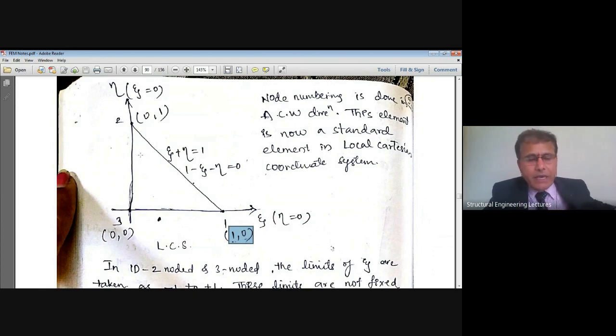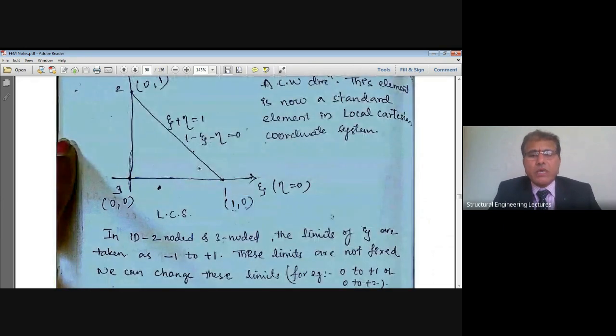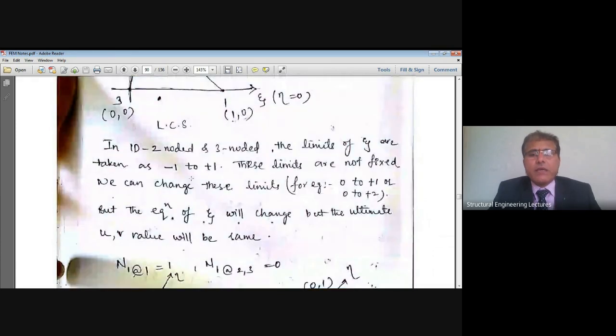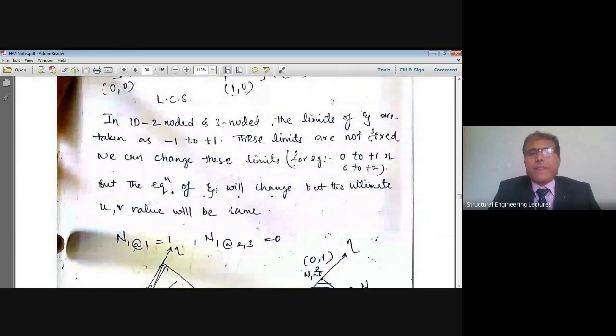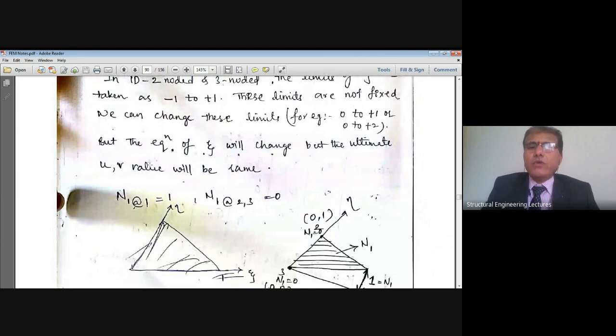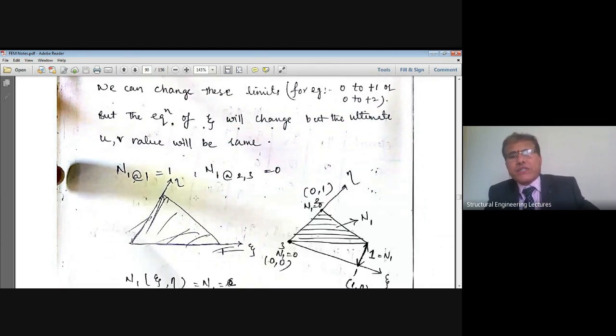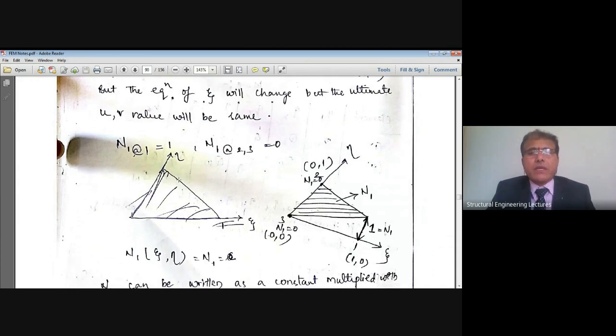Either I'll move in the xi direction by 1 unit, or in the eta direction by 1 unit, or the lower bound is 0, I'll not move. That is a non-dimensional coordinate system. Once I do that, then I'll try to derive the shape functions. That is how I want to derive the first shape function, for node 1.